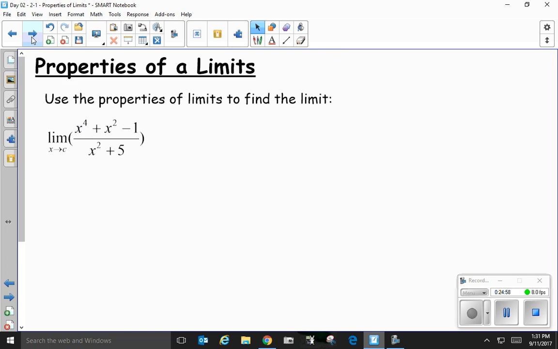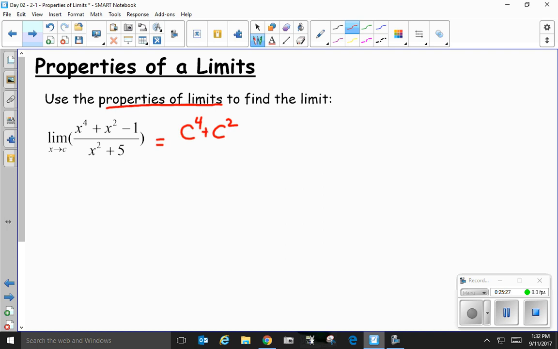So let's use substitution for this one. Let's not use the rules. What would I do here? I'm going to plug in c for everything, so what do I have? It says use the properties of limits, but you know what? Just plug in. What do we got? c to the fourth, c squared, plus c squared, minus 1 all over c squared plus 5. There you go, you're done.